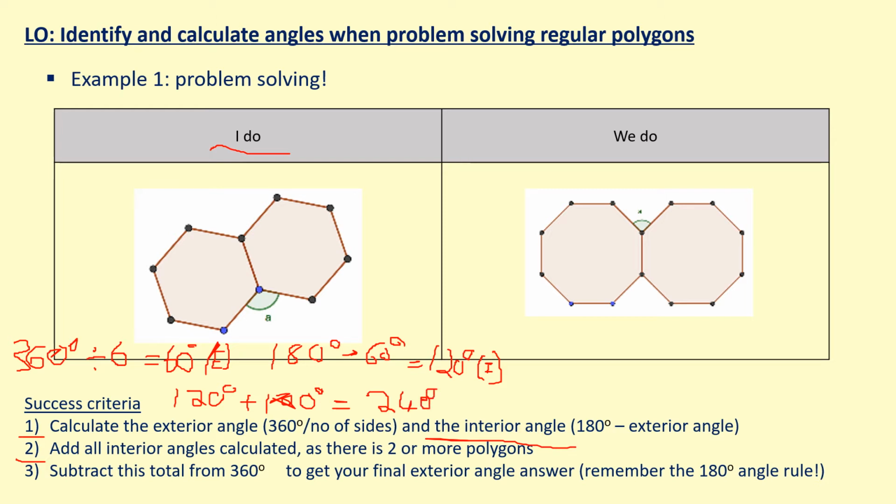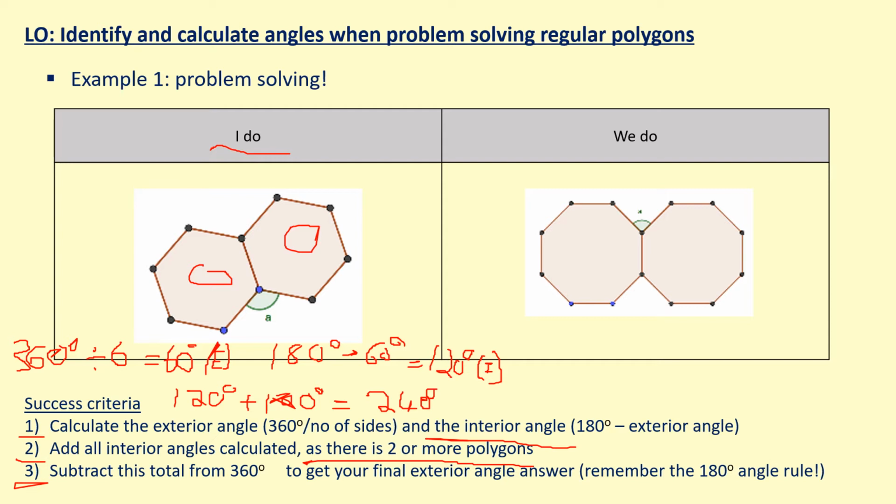Okay. And remember, this is because there are 2 or more polygons. We have 2 here, this one and this one. Now for step 3, to get to our final answer for A, our exterior angle of A for both of these polygons, we now need to subtract this total, the 240, from 360.